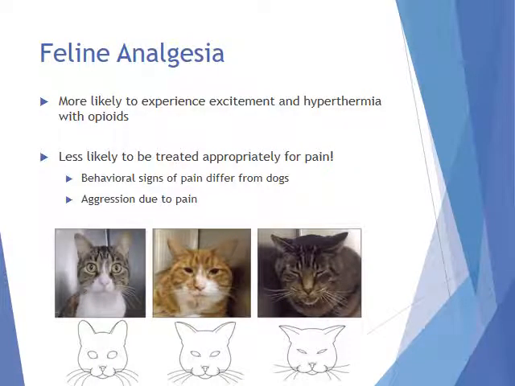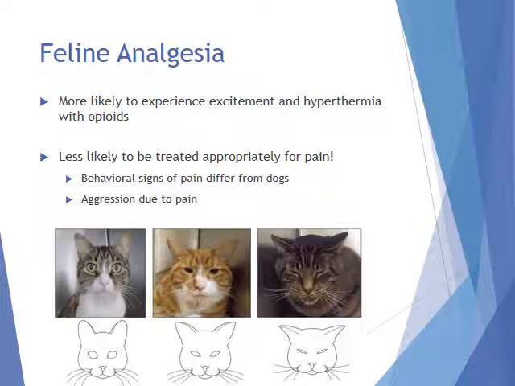I mentioned our bias in practice against cats, unconscious bias. None of us set out to hurt cats, but one of the ways that this is very clear is that cats are a lot less likely to receive adequate pain medication. So we like buprenorphine because cats are not as likely to get agitated with it. We call it dysphoria when they're agitated, angry, confused.